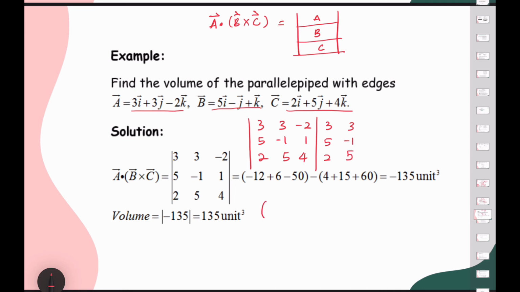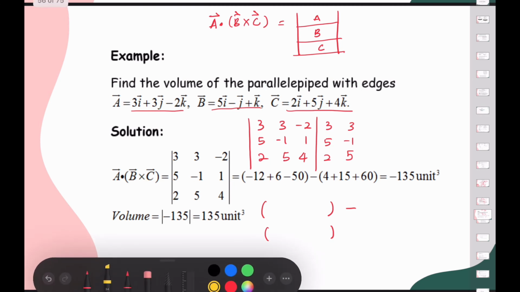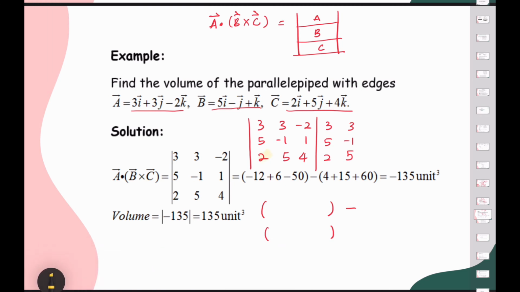Then we have 2 brackets. Okay, so the first one is this element. So you need to multiply. 3 multiplied by negative 1 is negative 3 times 4 is negative 12, plus 3 times 1 is 3 times 2 is 6, plus negative 2 times 5 is negative 10. Negative 10 times 5 is negative 50.